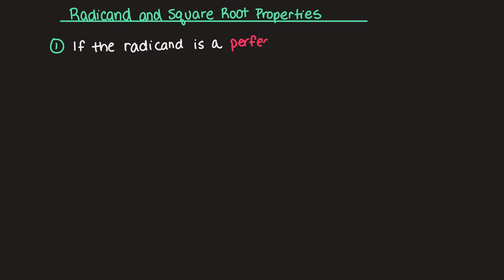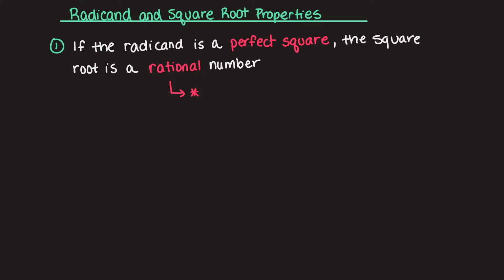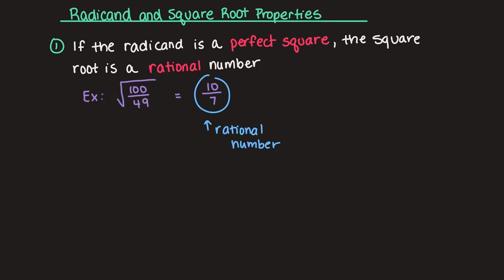If the radicand is a perfect square, then the square root is a rational number. And a rational number is just a number that can be written as a fraction of integers. So, for example, the square root of 16 equals 4, where 16 is considered a perfect square. And 4 is a rational number because it is an integer and can be written as a fraction of integers, as 4 over 1. The square root of 100 over 49 equals 10 over 7, where 100 over 49 is considered a perfect square. And 10 over 7 is a rational number because it is written as a fraction of integers.